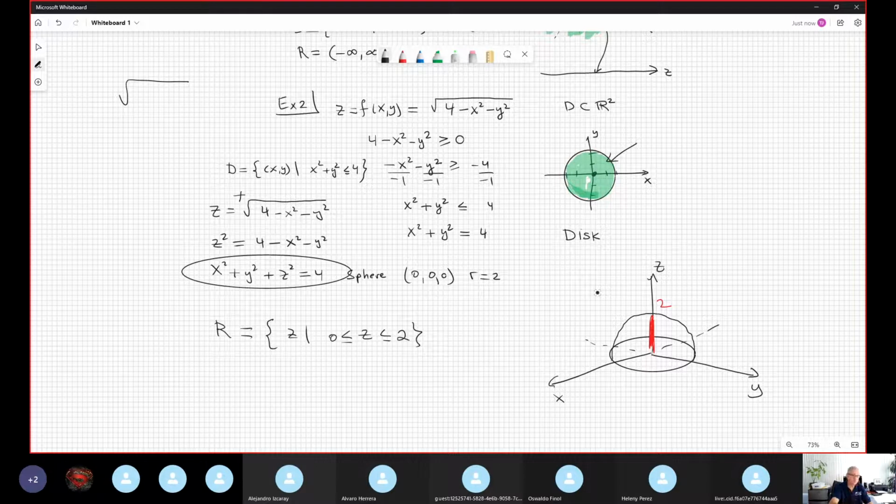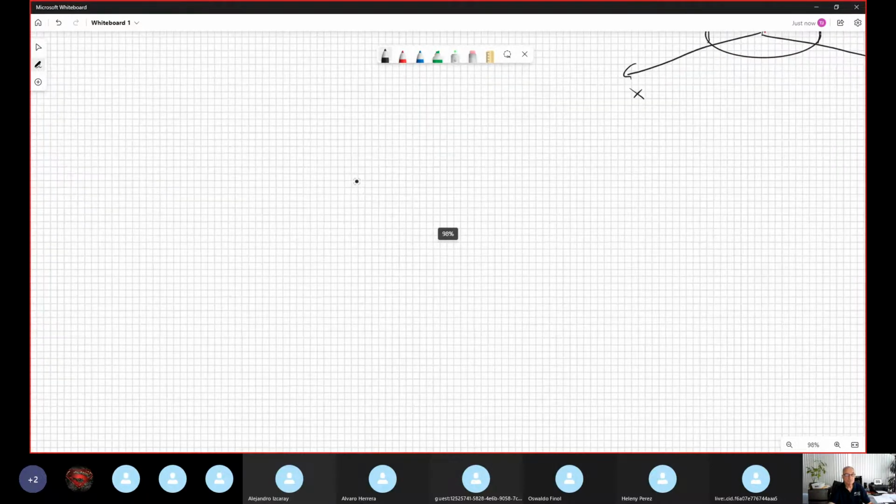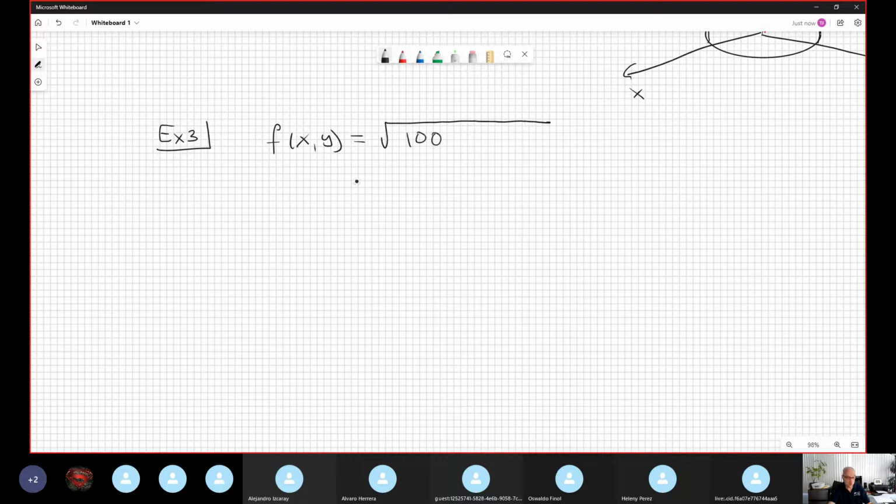Example 2 is okay? Clear, super. Let's do two more, and that's it, enough. Okay, example 3 is f of x comma y equals the square root of 100 minus 4x squared minus 25y squared.